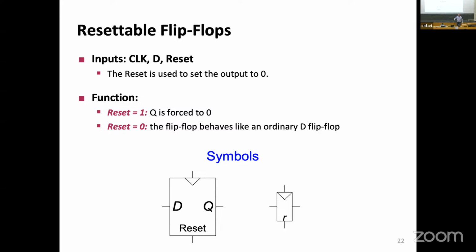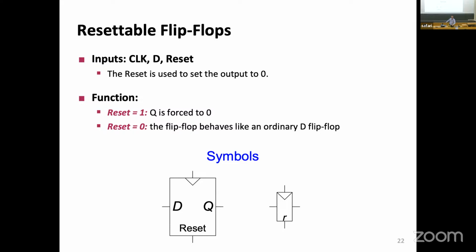Resettable flip-flops have an additional input where you can use a signal to set the value of the flip-flop to whatever you want it to be. If reset is 1, the output is forced to 0. If reset is 0, the flip-flop behaves like an ordinary D flip-flop. Now, there are variations of the theme. There are the ones which have an active high reset, meaning that if reset is 1, it is resetting. There are ones which are active low reset. A reset is made when the signal is low.